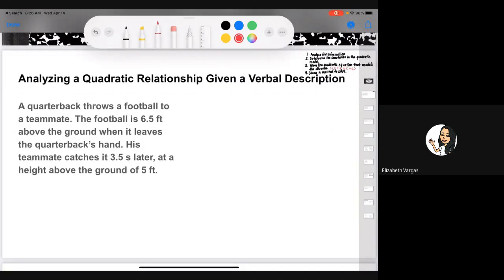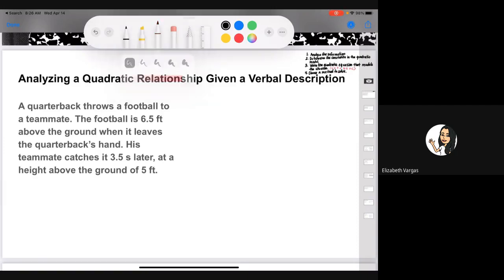So here we have a word problem, and it says a quarterback throws a football to a teammate. The football is 6.5 feet above the ground when it leaves the quarterback's hand. His teammate catches it 3.5 seconds later at a height above the ground of 5 feet.